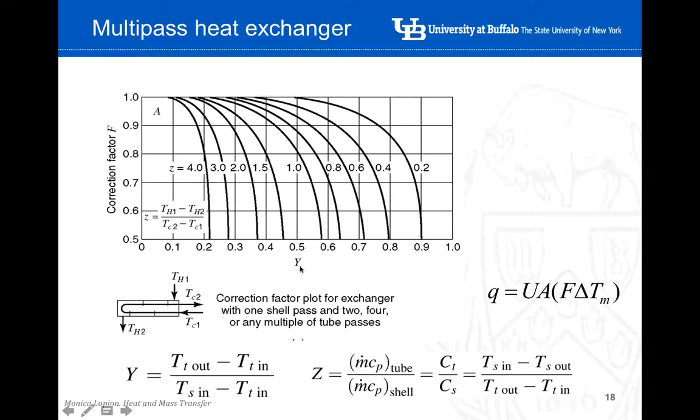So once we know Y and once we know Z, the use of this graph is very easy. Let's say that Y is 0.5 and Z is 1. So we're here, Y is 0.5, and then we look for the curve where Z is equal to 1, which is this one. So we will have a correction factor around 0.8 that you can directly include here in the general formula.